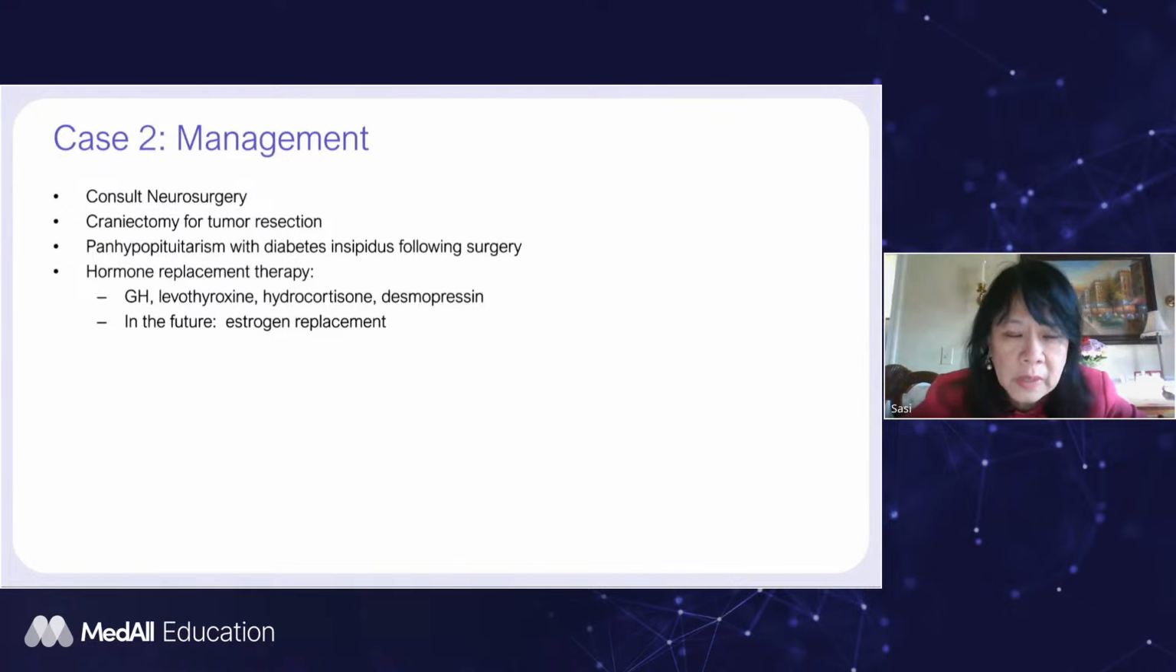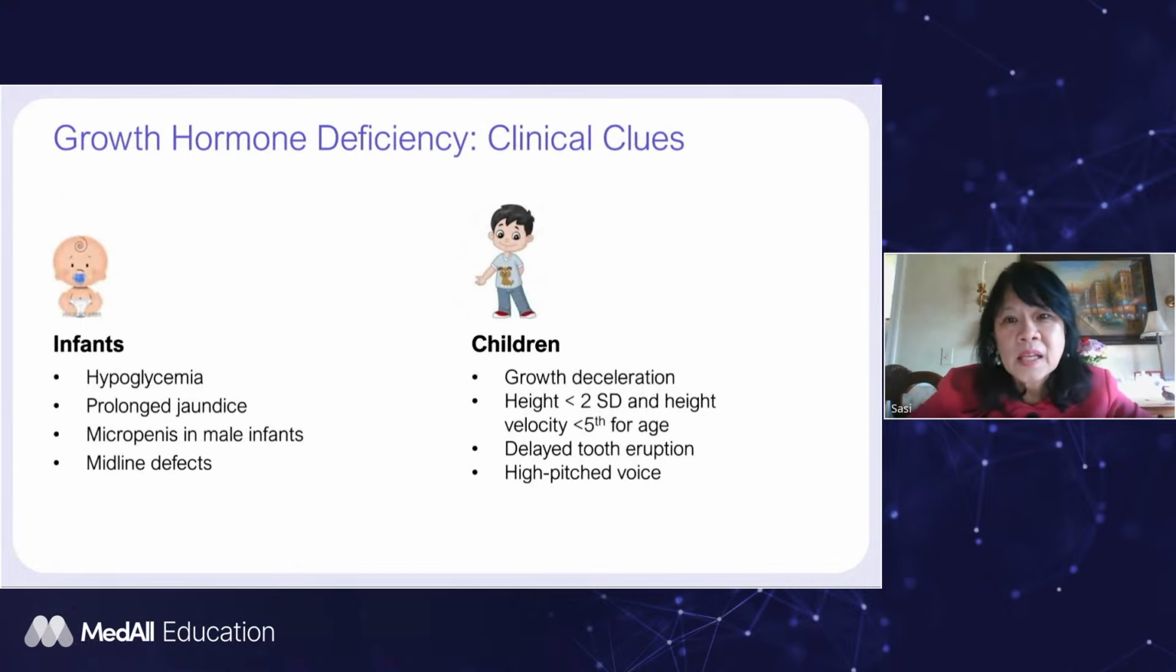And she also has hypogonadotropic hypogonadism as well. So she requires multiple hormone replacement therapy. So this is an example of a case that presented with short stature with no other symptoms at all, and turned out having craniopharyngioma. So it's very important when we assess short stature, because it can be due to a very serious medical condition. So I'd like to show you clinical clues for growth hormone deficiency in children.